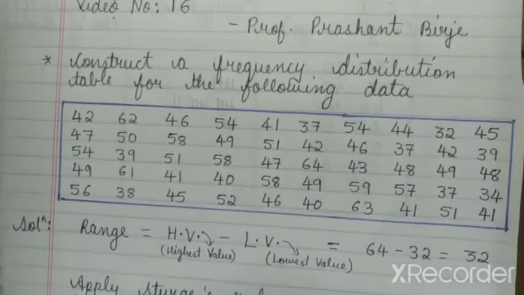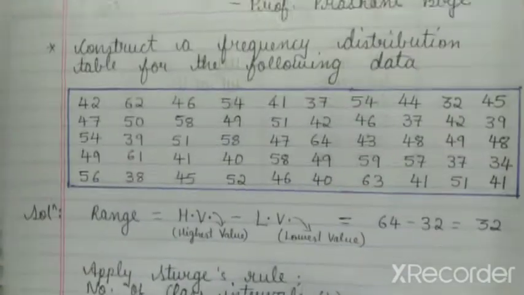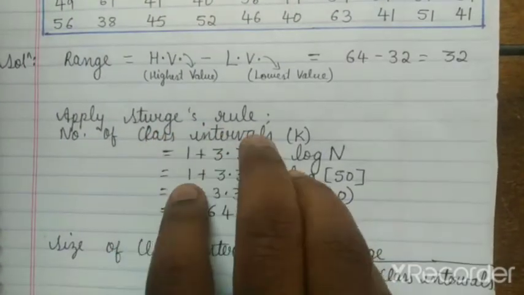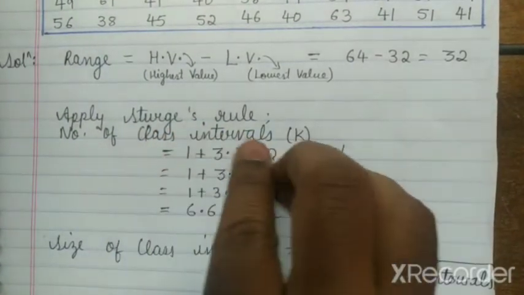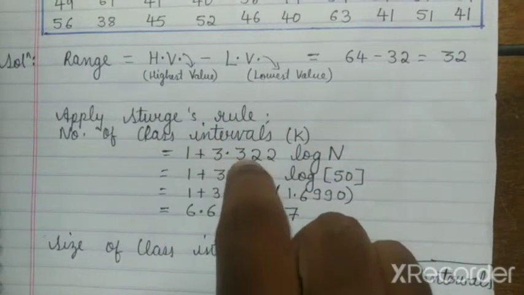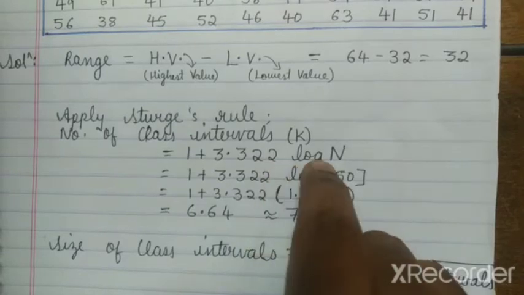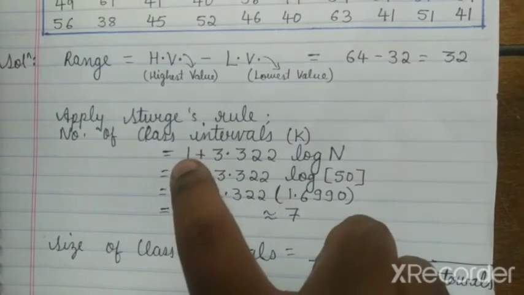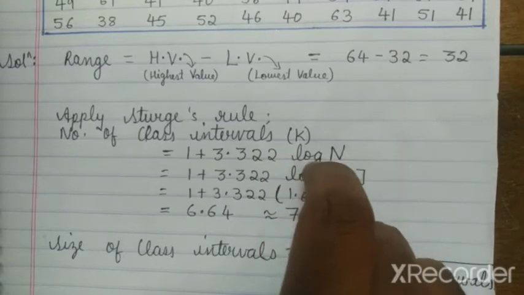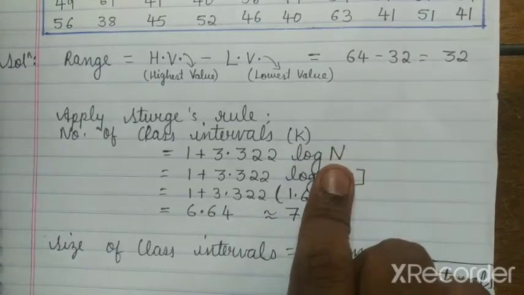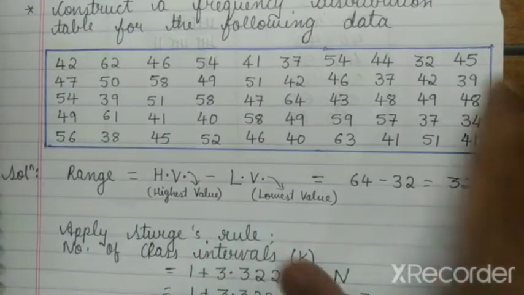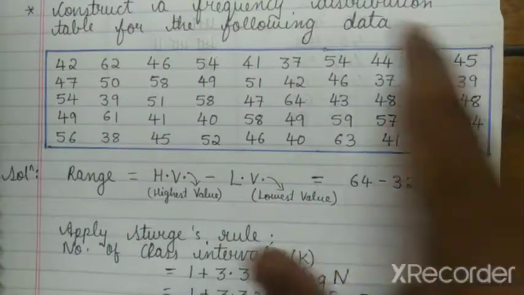Now there is one mathematical way of finding how many class intervals are required. Apply Sturge's rule. So the number of class intervals k is equal to 1 plus 3.322 log of n. So this is a formula. 1 plus 3.322 remains there every time in the formula. Log of n. So what is this capital N? Capital N is the number of data, that is the number of items in the data set.